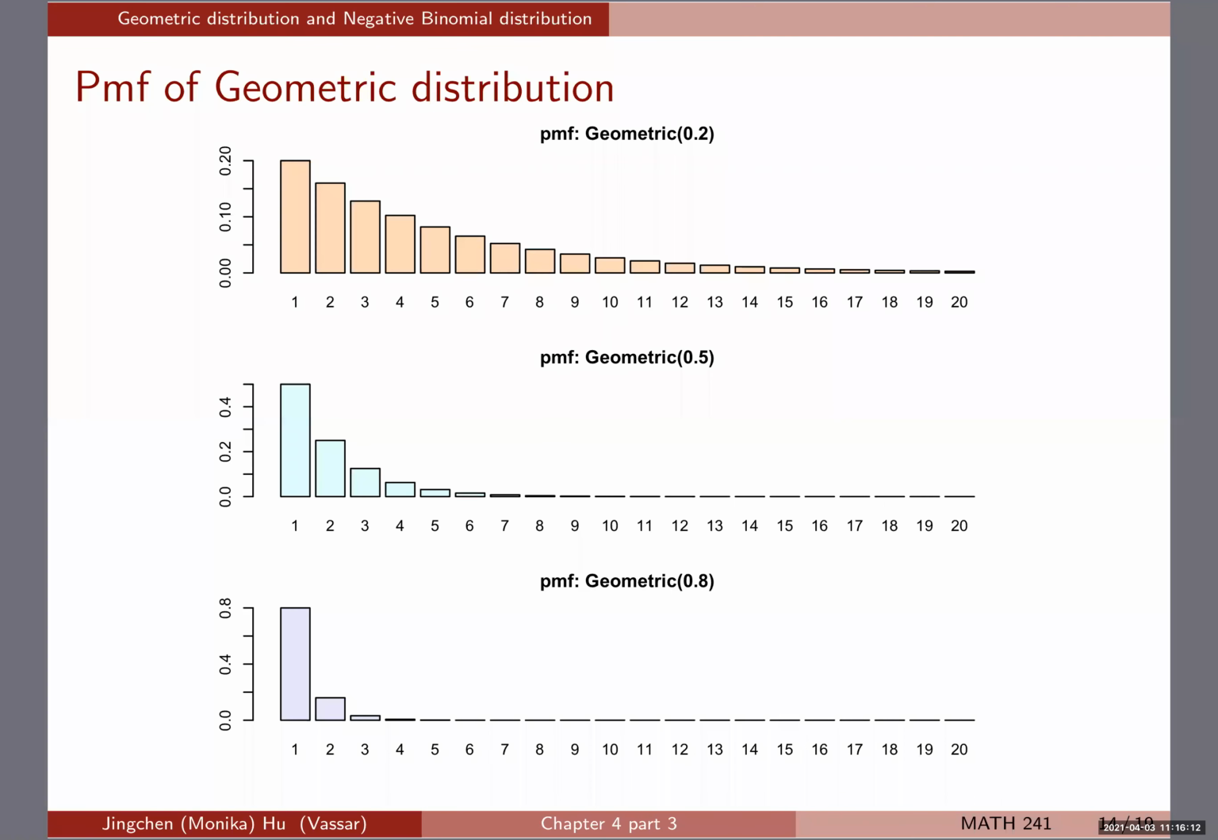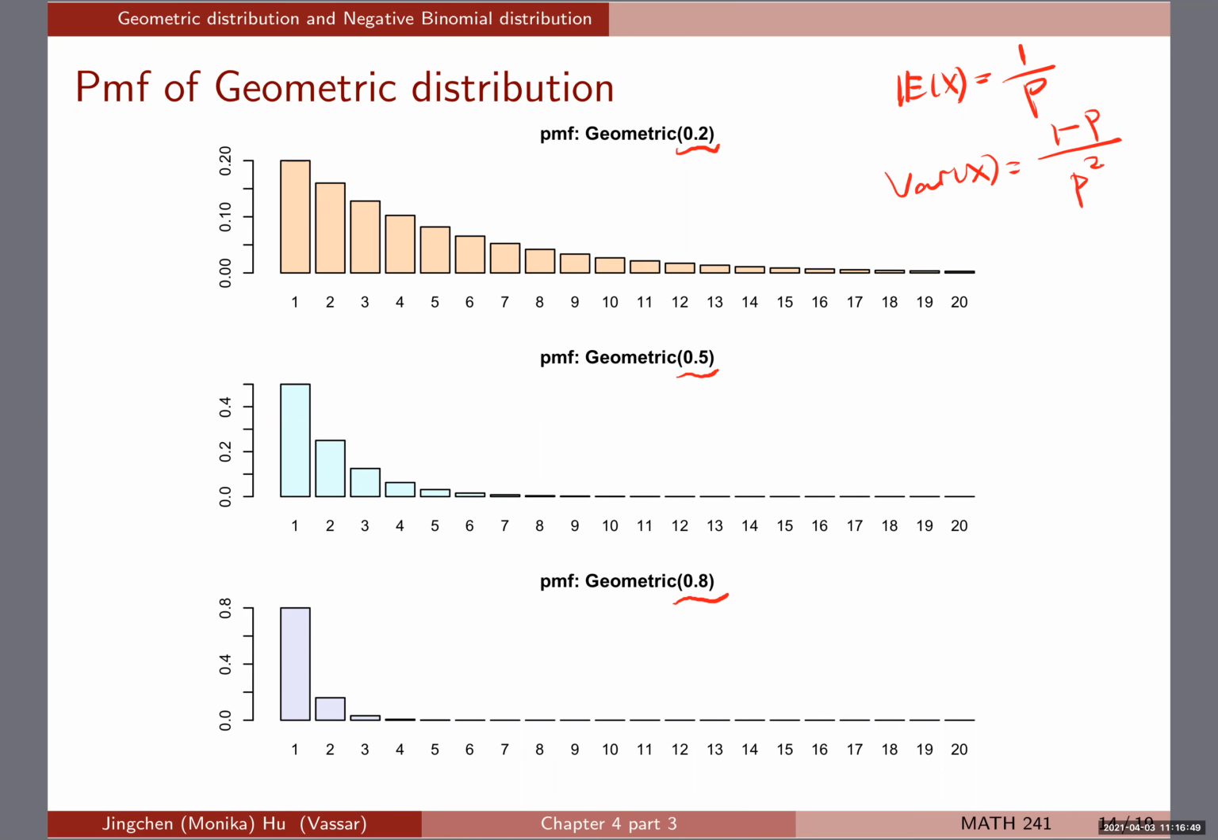Lastly, I'm going to show you some of the PMFs for the geometric distribution. Remember, there's only one parameter p, the success probability. All of them are unimodal, with only one maximum value, and the tail is actually getting shorter as we increase p. Just to refresh your memory, the expectation of the geometric distribution is 1 over p, and the variance is 1 minus p over p squared.